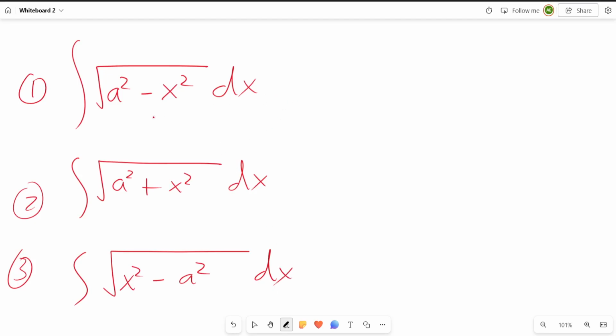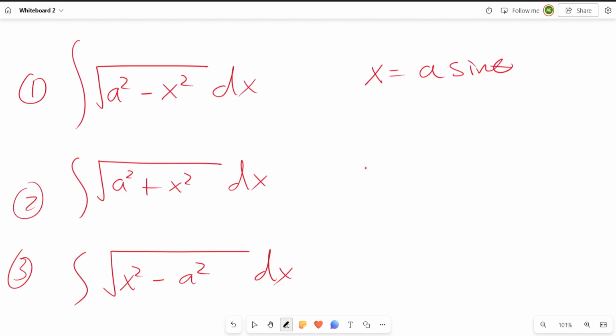In the first case, we should substitute x with a sine theta. Why is that? Because if x is a sine theta, this is going to be a squared sine squared theta. When you take a squared out common, you will still have 1 minus sine squared theta, and we know from trigonometry, 1 minus sine squared theta is cosine squared theta. So now we changed into this substitution, and I will show you how this works when we solve questions.